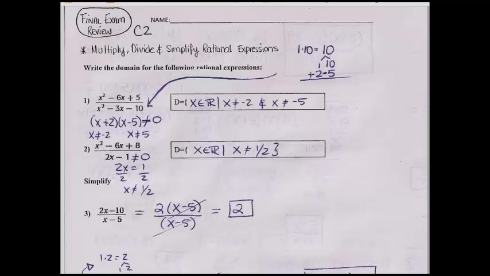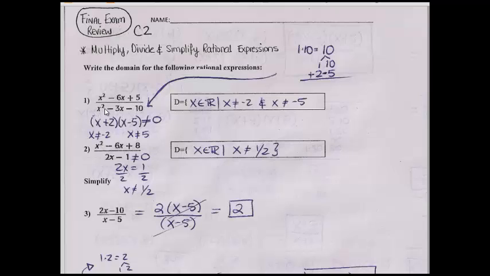Hello, welcome. This is going to be Final Exam Review Part C2, and basically we're going to start talking about rationals. First set of problems is going to be something that asks you for the domain. So it's very important that you just focus your attention on the denominator, the numbers on the bottom. We do not care about the numbers on top.